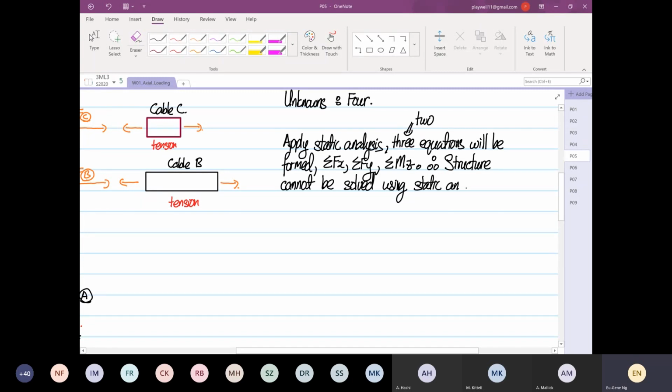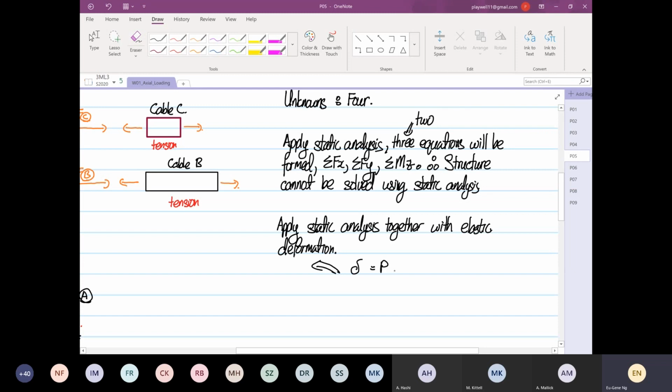You realize that this is not going to work, right? So we're going to apply static analysis together with elastic deformation. So what do I mean by elastic deformation? Elastic deformation means we need to apply deflection is equal to PL over AE. That's what it means.